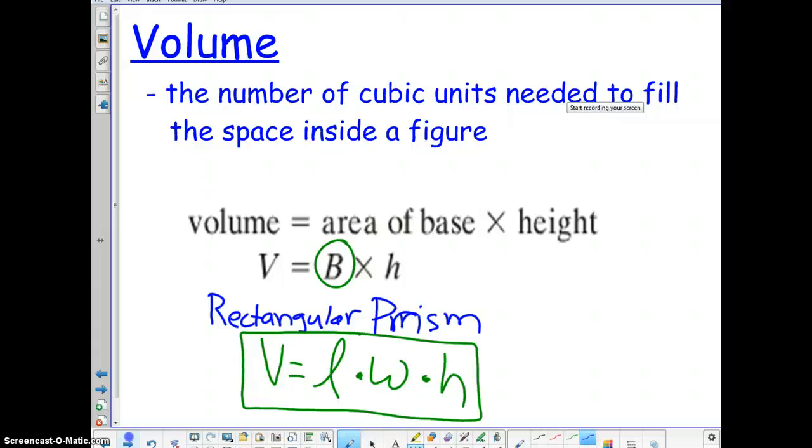The reason that we have this one, volume equals the base times height, is for those prisms that aren't exactly rectangular. Maybe it has a triangle base, and they give us the area of the base, and they give us the length of the height. If we multiply those two together, we'll find that triangular prism's volume. So a couple of different ways to calculate the volume, but this length times width times height is the one that you'll be using most often today.